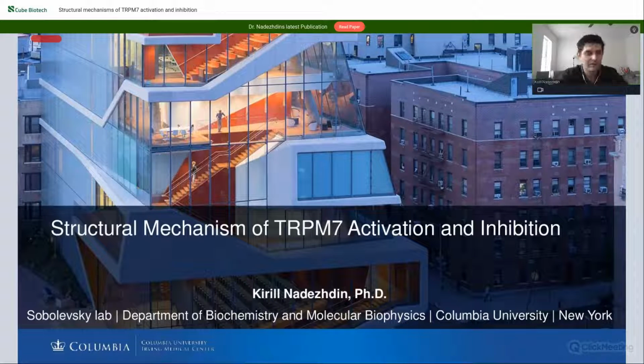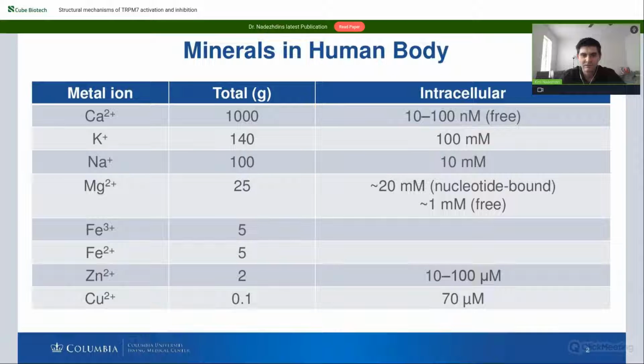So hello everyone, my name is Kirill Nadezhdin, and I do cryo-EM at Columbia University in the city of New York. And today I'm going to talk about one of our recent works, where we studied the magnesium channel TRPM7.